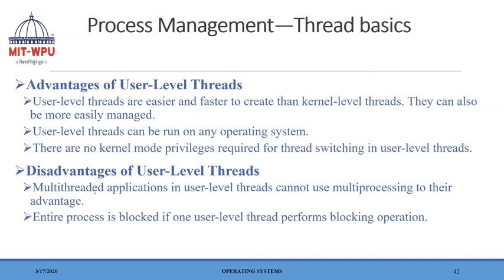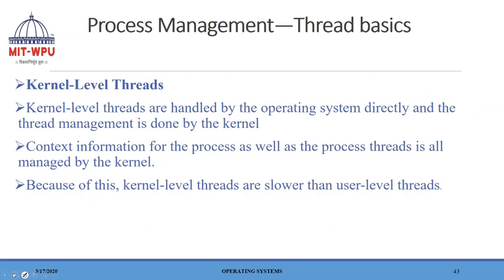Disadvantages of user level threads. Multi-threaded applications in user level threads cannot use multi-processing to their advantage. For example, even if the system has n number of processors, user level threads cannot be scheduled on these multiple processors and we cannot execute these user level threads simultaneously. This is the main drawback of user level threads. The entire process is blocked if one user level thread performs a blocking operation. For example, if one of the threads is executing an IO operation, the complete process is blocked. We cannot schedule the other threads from the same process.